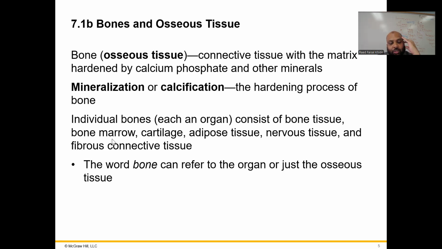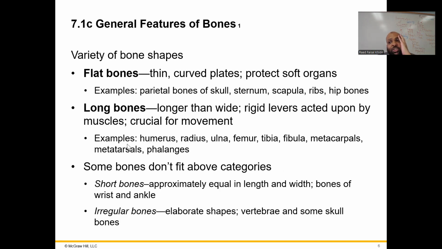But rest assured that the bone is not just made up of bone. There's also blood, cartilage, adipose tissue, nerve tissue, and fibrous tissue associated with the bone. Remember, in anatomy and physiology, we look at the structure. Structurally, the flat bones are thin, curved plates that protect the soft organs. Examples are the parietal bones of the skull, the sternum, the scapula, the ribs, and the hip bones.